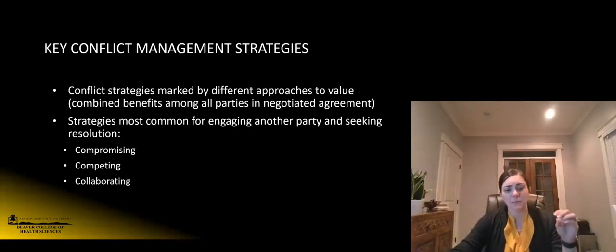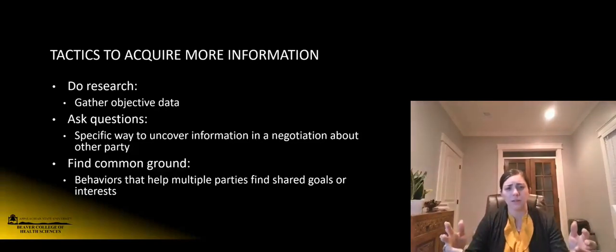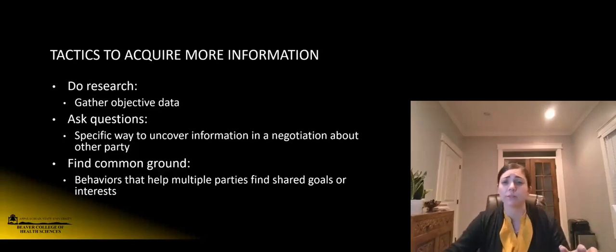Now, there's a lot of tactics that we can use to assist with negotiation and sharing of information. If we want to make sure that we're prepared to have a discussion and advocate for ourselves and our organization, we've got to gather more data. We have to ask the right questions to know what the other individual wants, what their needs are, not make assumptions. And we also have to be willing to find common ground and share goals, even if we aren't going to agree on everything.